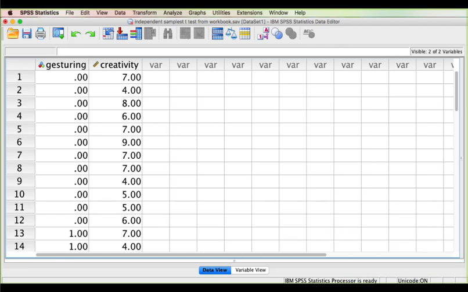The independent samples t-test is used when you have two independent groups and you want to compare the mean scores for each of these groups. So that means that your second variable needs to be interval or ratio.